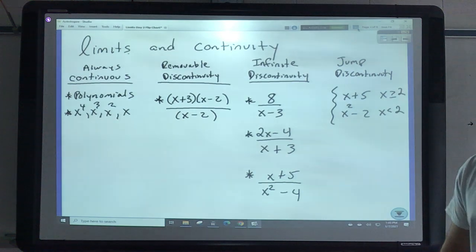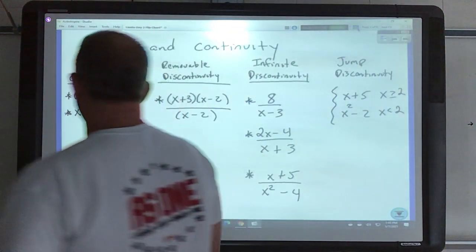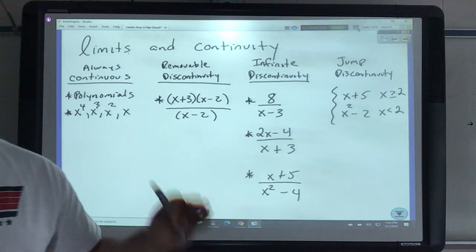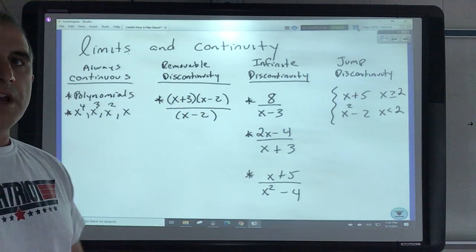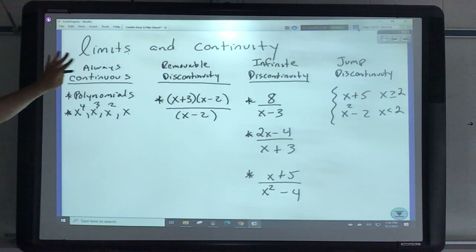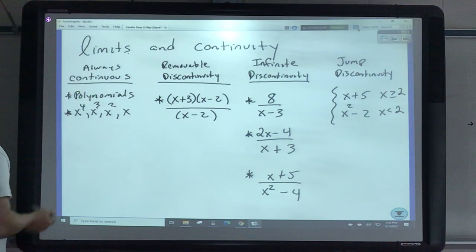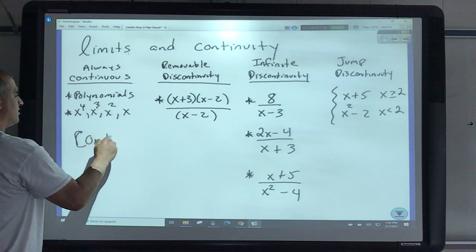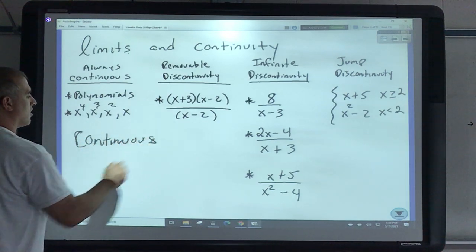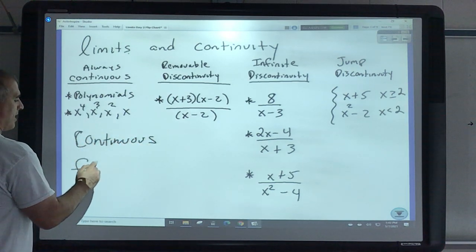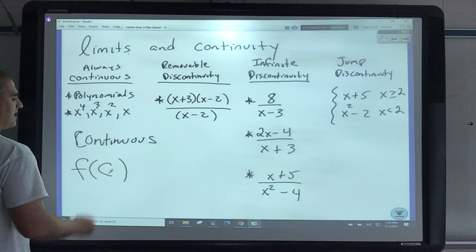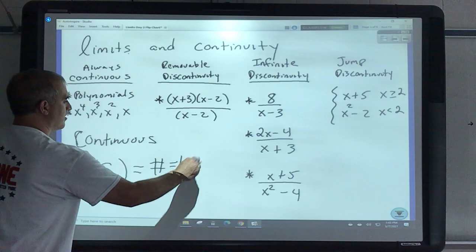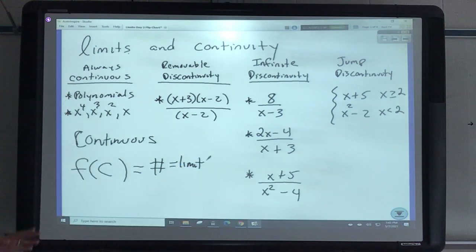Now, one thing I want you to understand is any polynomial, x to the 4th, x to the 3rd, x squared, x to the 6th, x to the 7th, these are always going to be continuous. And since they are always going to be continuous, for all continuous functions, we sort of talked about this with the chart, whatever you evaluate, whatever that number is, is also going to equal the limit. Okay, we'll go over that in a second.